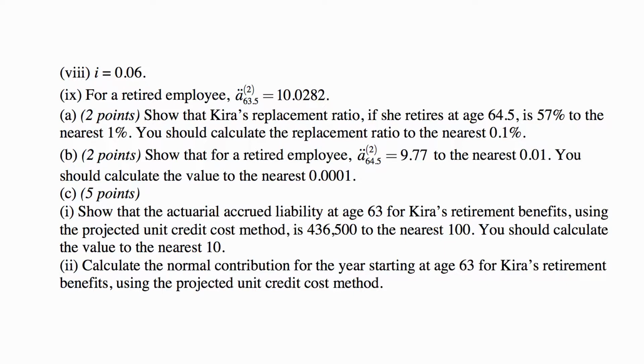Part C, first part, is show that the actuarial accrued liability at age 63 for Kira's retirement benefits using the projected unit credit method is 433,500 to the nearest 100. You should calculate the value to the nearest 10. And the second part is calculate the normal contribution for the year starting at age 63 for Kira's retirement benefits using the projected unit credit cost method. Of course, normal contribution, normal people call it normal cost, but that's the same concept as normal cost.